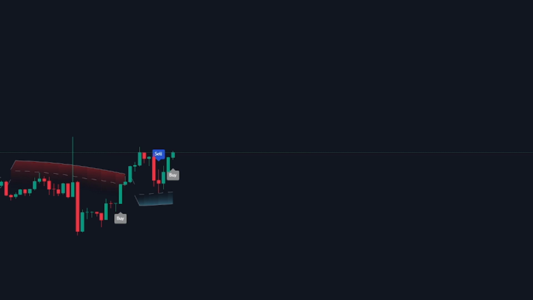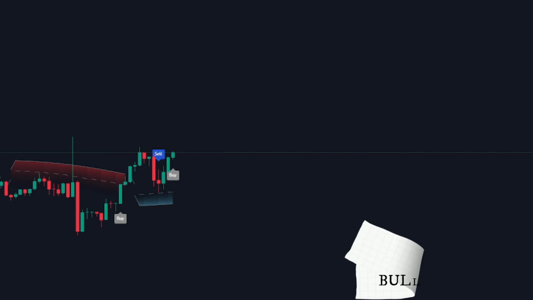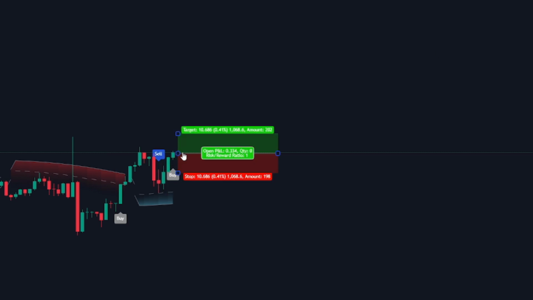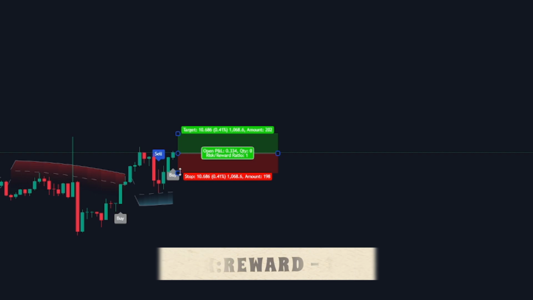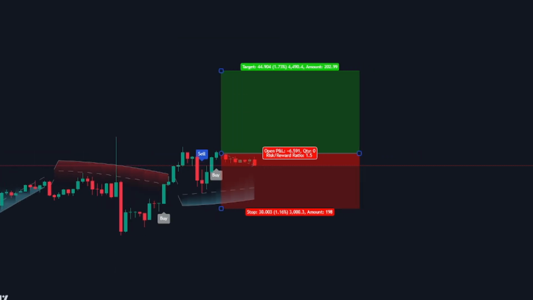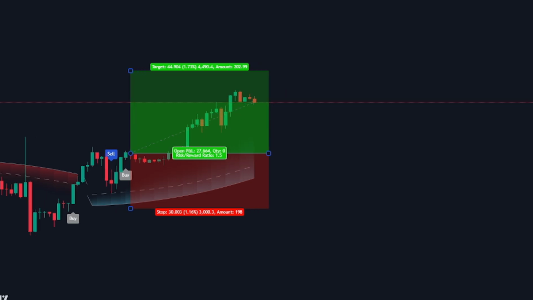Example 2. Long position. Let's look at another example. First, we had a bullish trend, as indicated by the green cloud. Then, the price pulled back, and the range filter printed a short signal. After that, we waited for the price to reverse and print a long signal while the trend cloud was still green. We entered the trade, set our stop loss below the recent swing low, and aimed for a 1.15 risk-reward ratio. Once again, the trade was profitable.